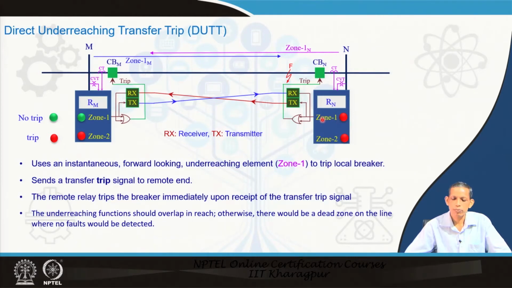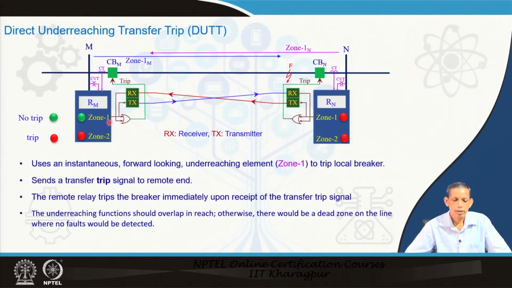So, this will pick up, and you will see here that from this one we have an OR option, and here also an OR option, both having a similar structure. Once the zone 1 picks up, it will transmit the corresponding signal to the remote end, and the remote end receives it. The RX is the receiver, TX is the transmitter. So, RX receives, and that is also an input to the OR circuit.